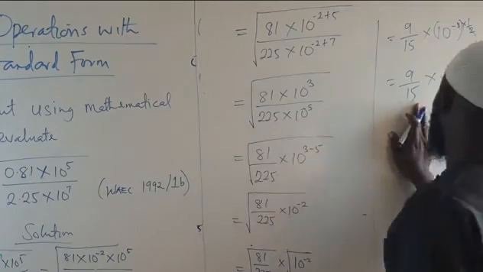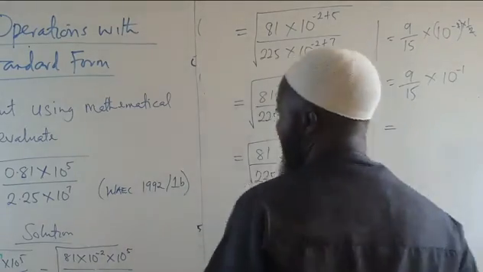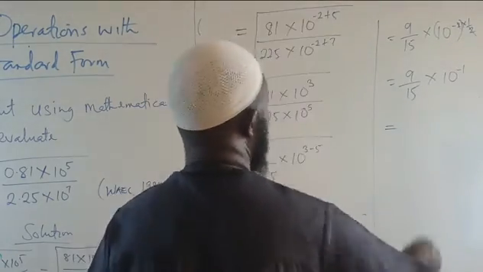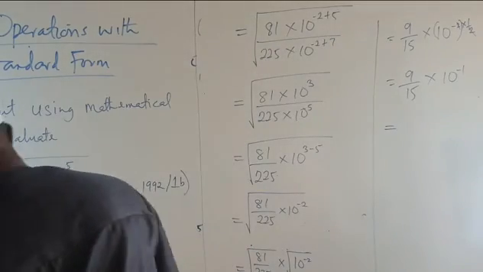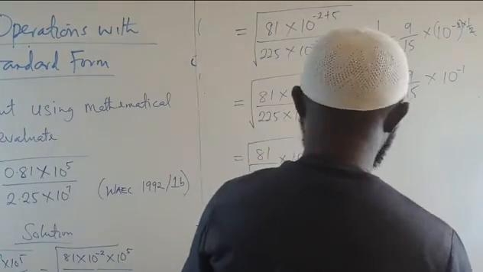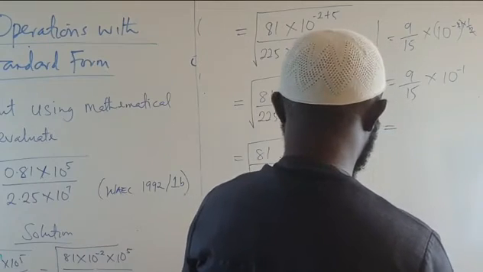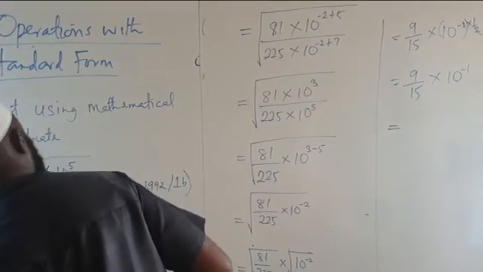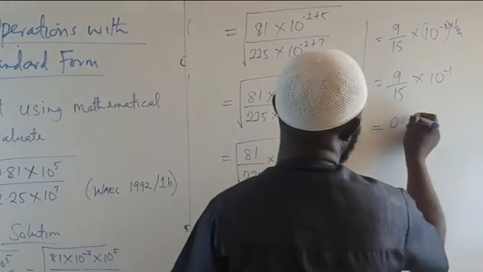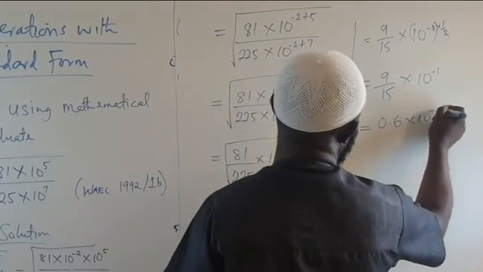Right. So we want to change it to standard form. We can't give an answer here. So we have to divide this. So what are we going to have? This calculator here. So 9 divided by 15 gives us 0.6. This is 0.6 times 10 raised to the power minus 1.